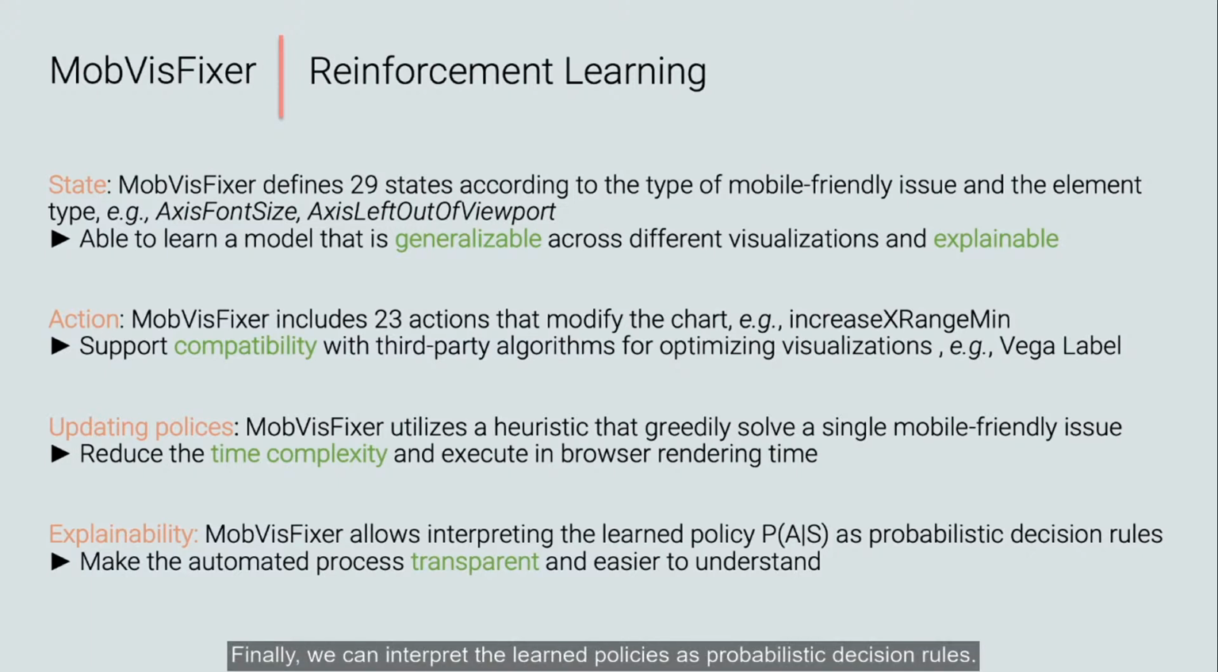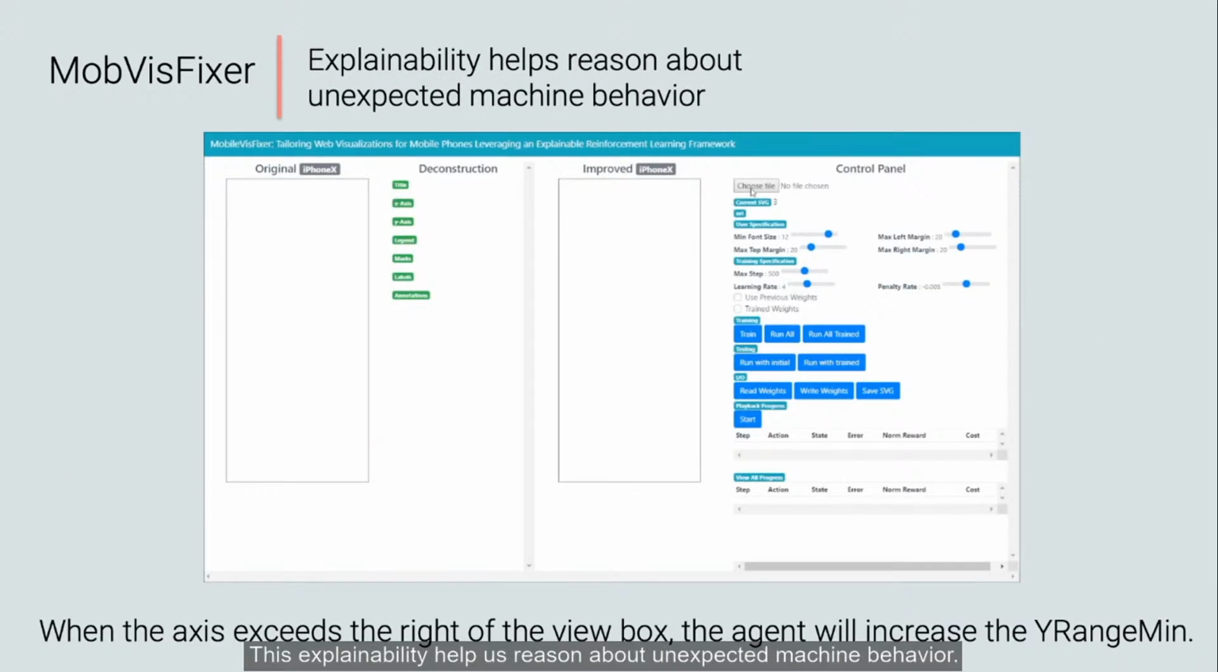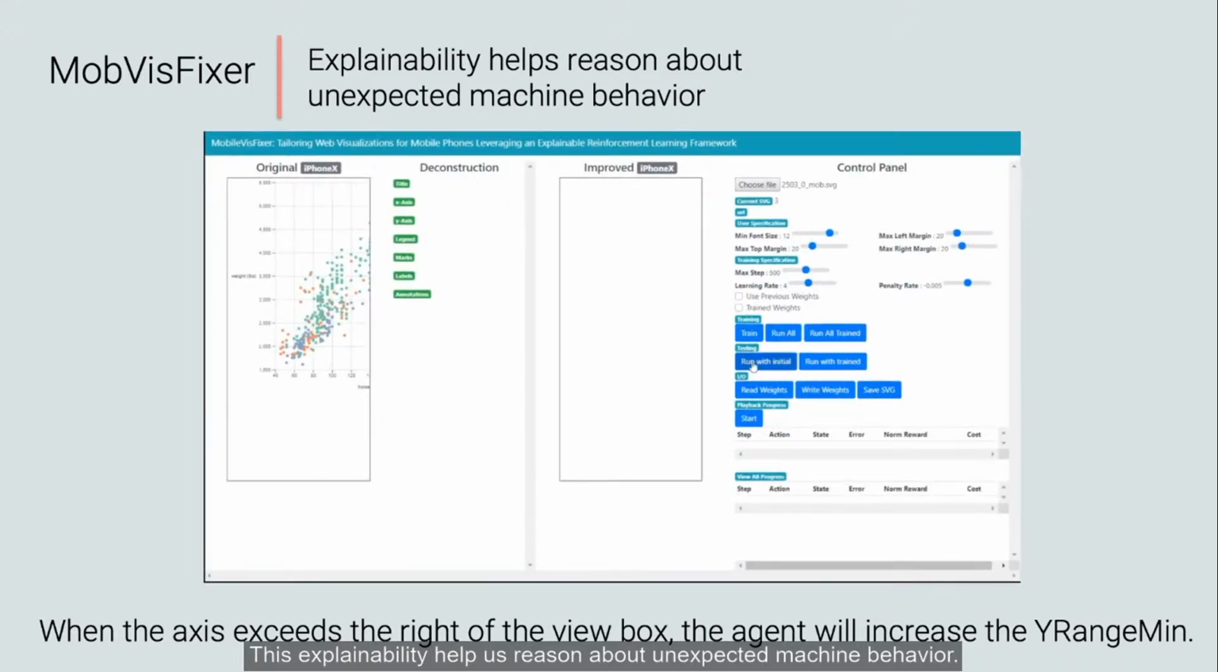Finally, we can interpret the learned policies as probabilistic decision rules, which makes the model easier to understand. For more details, please refer to our paper. This explainability helps us reason about unexpected machine behavior.